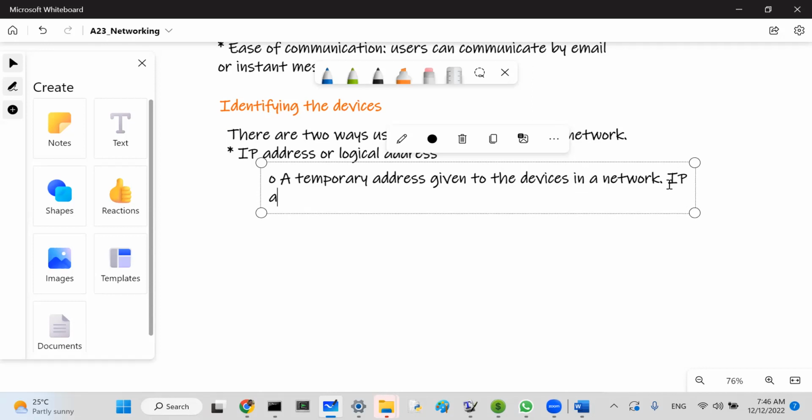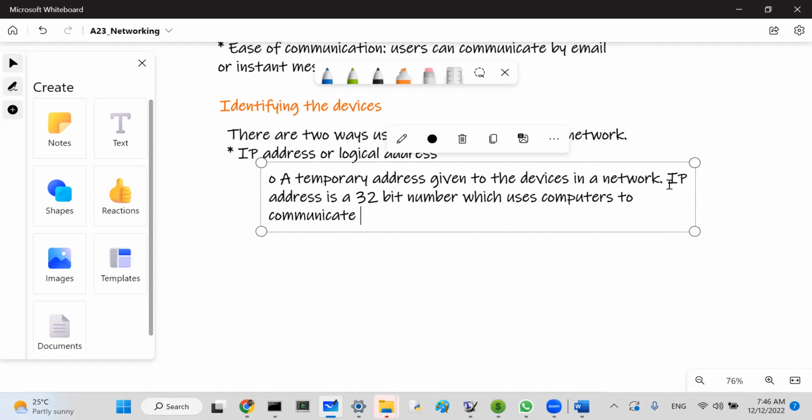An IP address is a 32-bit number which computers use to communicate with each other in a network environment.